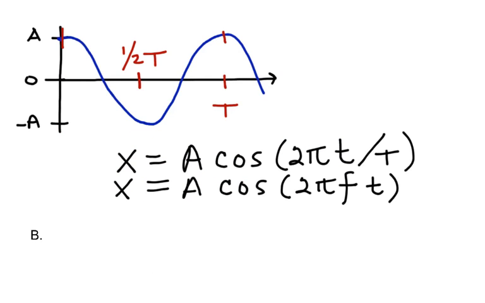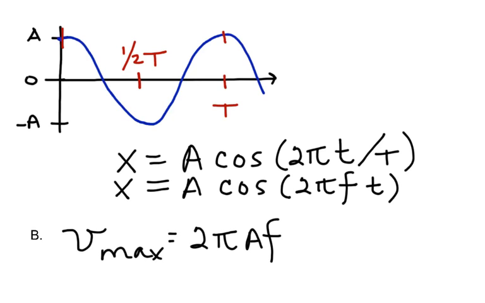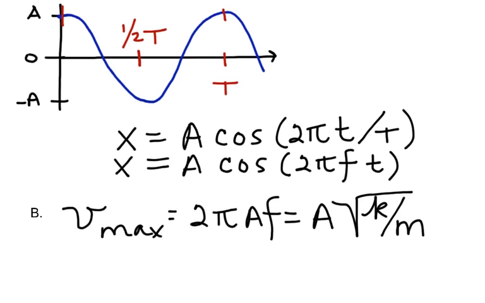At this point, I also wanted to review with you how to determine your maximum velocity and your maximum acceleration when your object is at different positions when it is in simple harmonic motion. There are a couple formulas for this. So your v max is equal to 2 pi multiplied by your amplitude multiplied by your frequency, and that is equal to your amplitude multiplied by your square root of k over m. So these are some formulas I would like you to memorize.